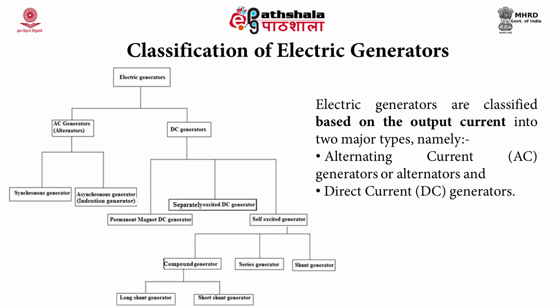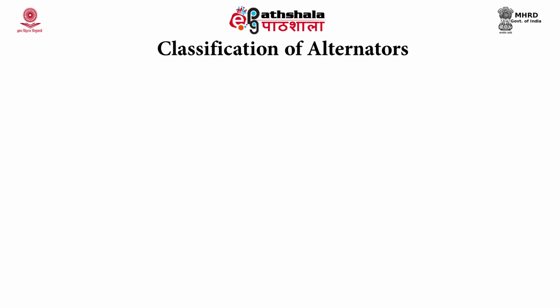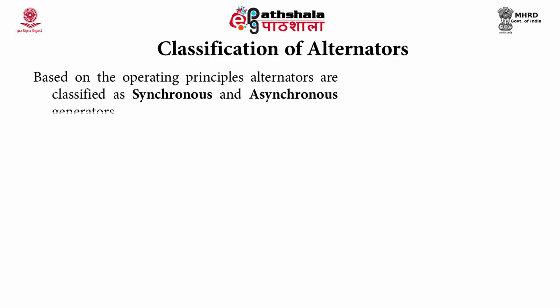You can see in this flow diagram, electric generators are classified into AC generators and DC generators. Further, AC generators are divided into synchronous generators and asynchronous generators. Let's see the classification of alternators. Based on operating principles, alternators are classified as I told, synchronous and asynchronous generators.